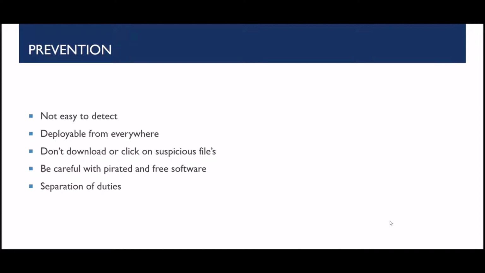So how can you prevent these logic bombs? They are not easy to detect, so a good antivirus is always good to have, but for this it won't help. They can be deployed from everywhere, from inside your company or inside your network, and also from outside your network. So what you can do to prevent them is don't download or click on suspicious files. For example, never click a .bat file. Also be careful with pirate and free software because logic bombs and time bombs can be embedded in the installation of these kinds of software.